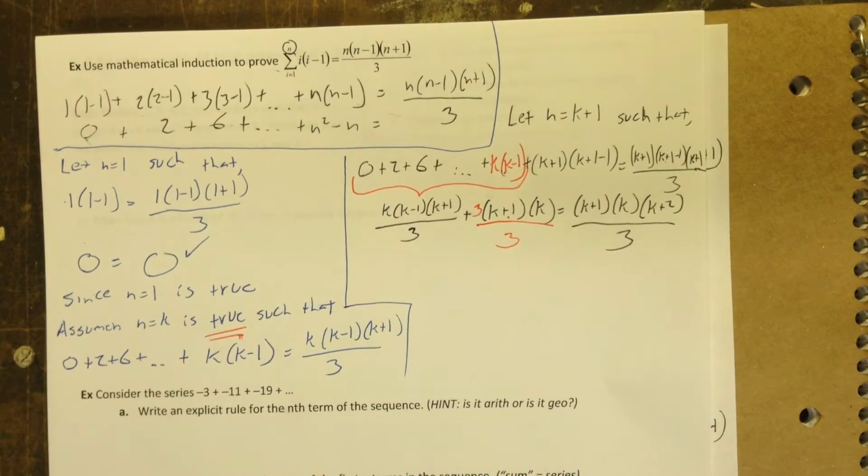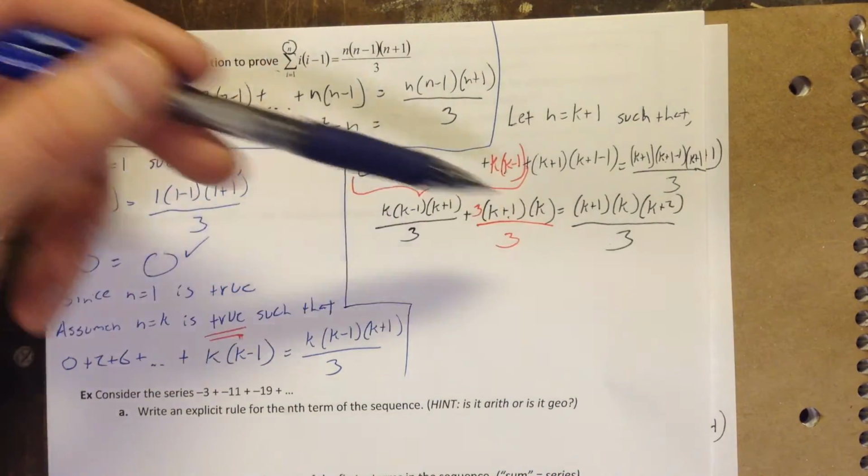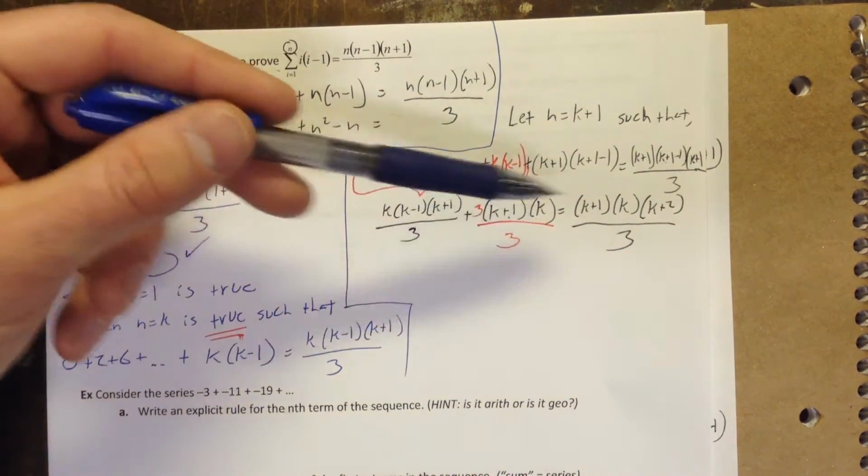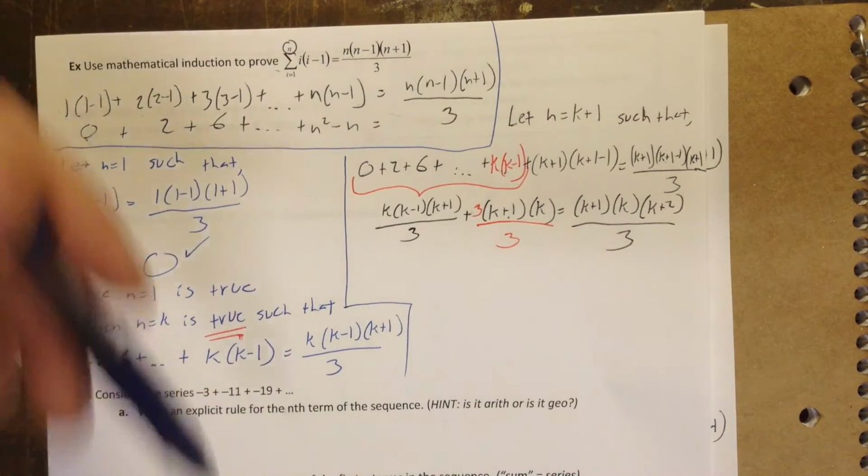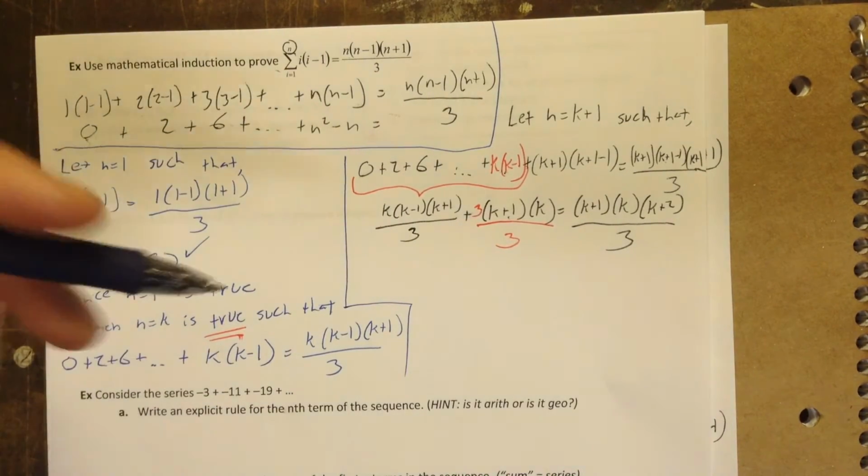So here's denominators of 3 on top and on bottom. Here's the other thing I noticed. I also noticed that I've got those common factors, k and k plus 1. So what I'm going to do is start factoring out some common factors in the numerator. So let's see what happens when we do that.